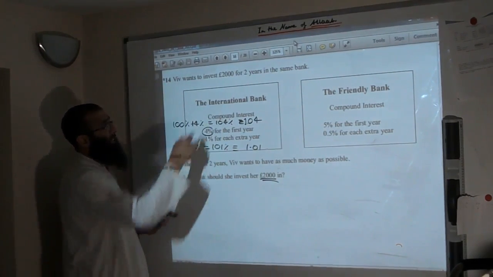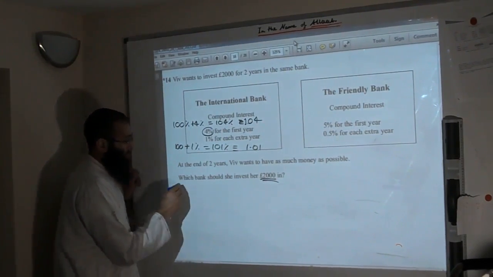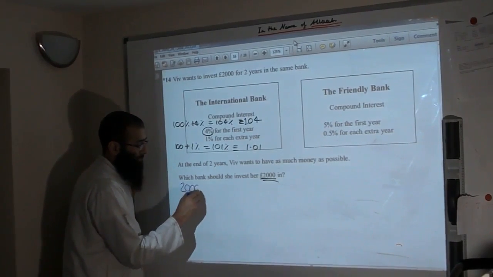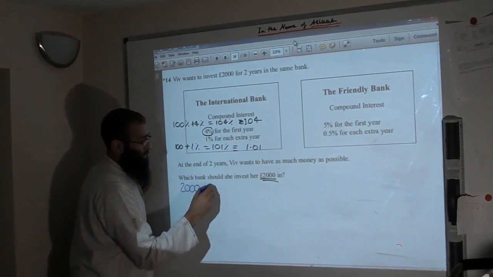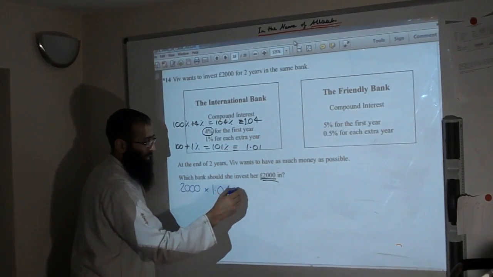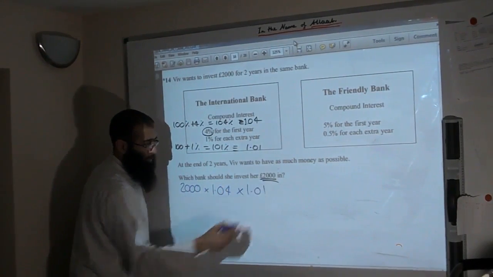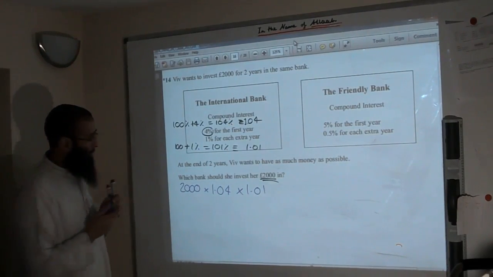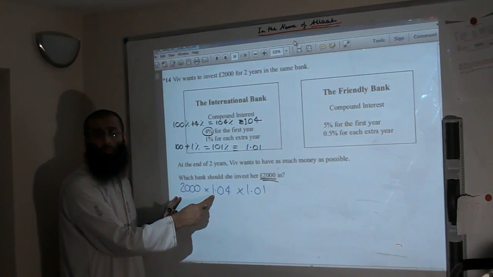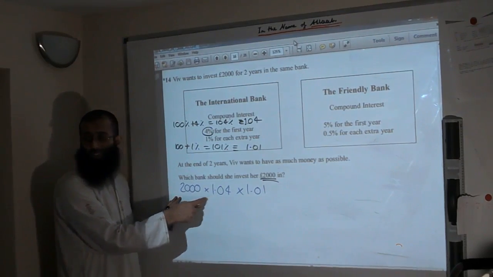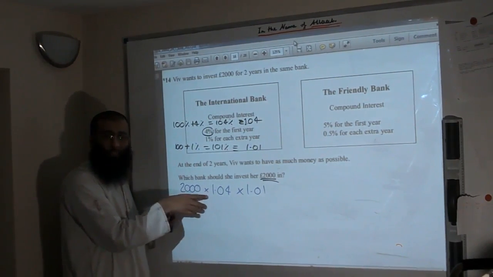Now, so let's work it out for the international bank. So we start with £2,000. We're going to multiply it by 1.04 for the first year. And 1.01 for the next year. So what we're doing here, we're working out this number. What's 2,000 times by 1? 2,000. So that's what the 1 is there for. It maintains the original value.